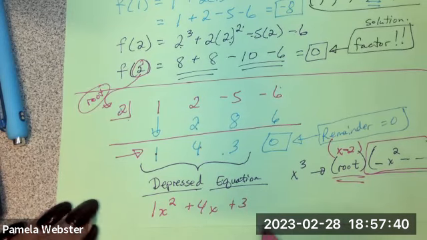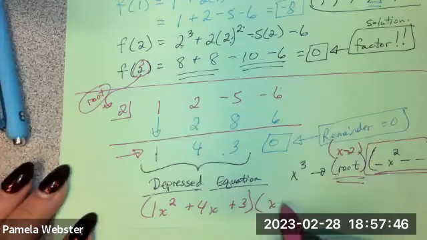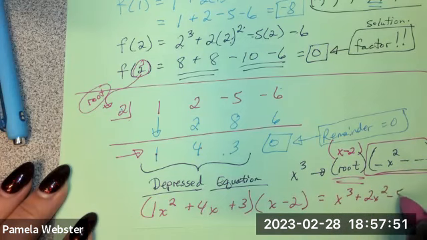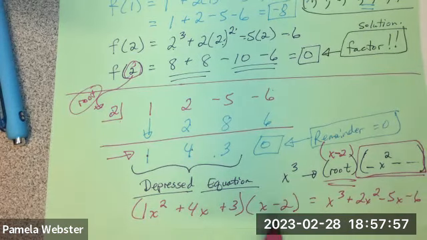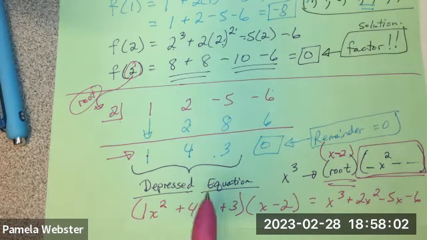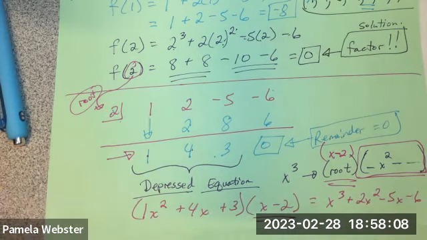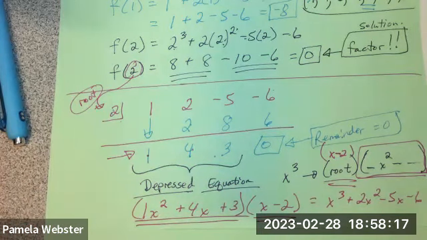So what we're seeing here is this is my depressed equation times x minus 2, and I will get my original x to the third plus 2x squared minus 5x minus 6. If you want to check that by multiplying it back through, you can distribute this out and see you better get our original. So what we're saying was 2 is a solution, 2 is one of my roots. The factor that 2 came from was x minus 2. And the depressed equation that's left behind is x squared plus 4x plus 3. That's what's left behind.